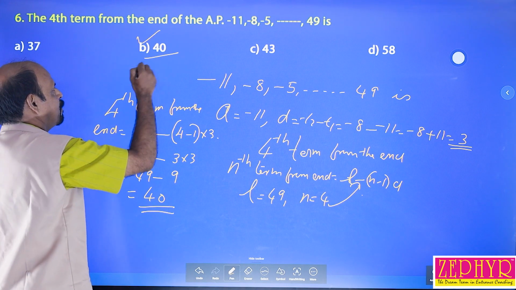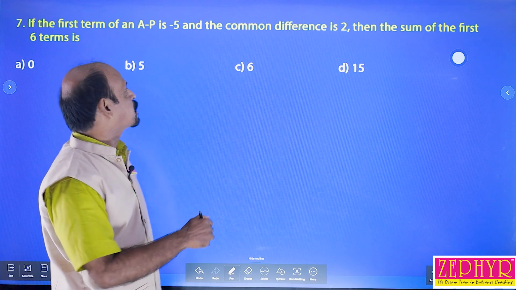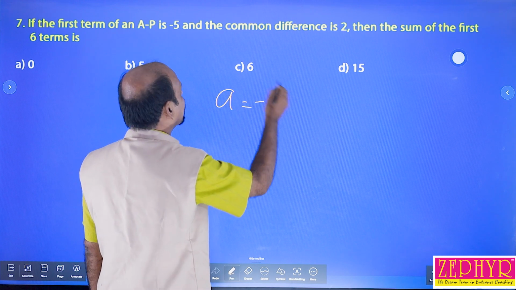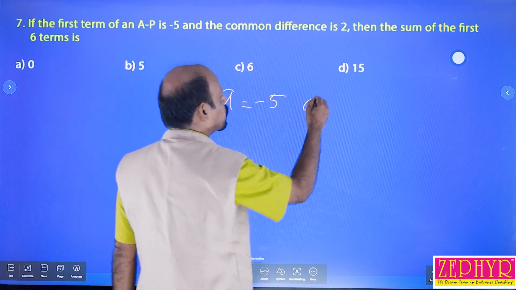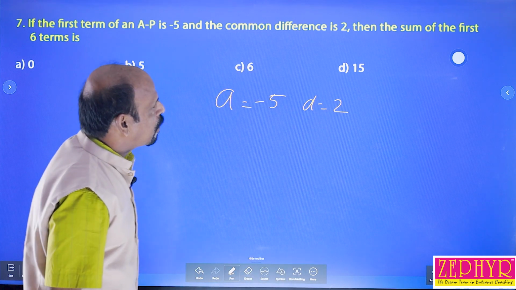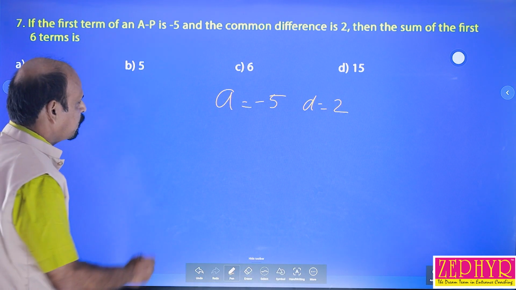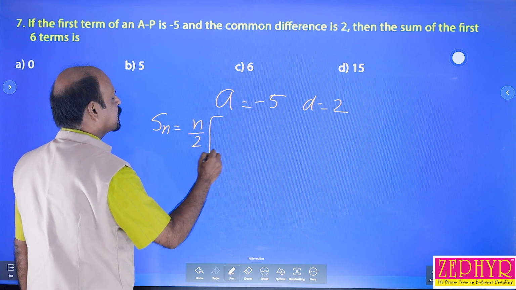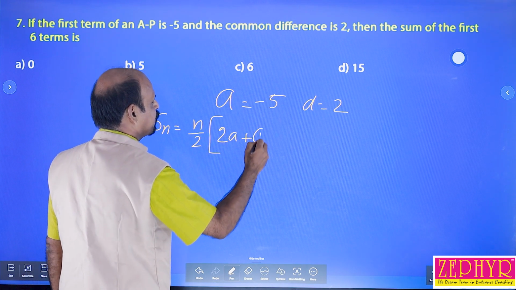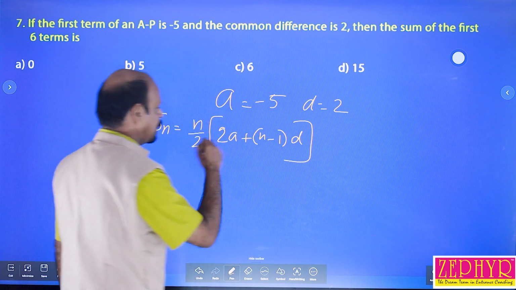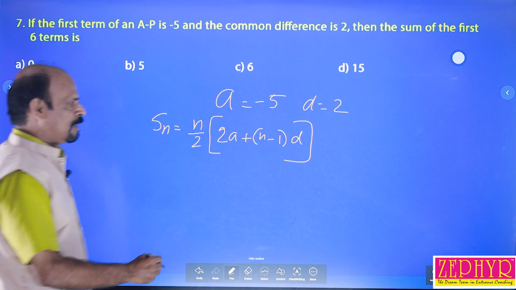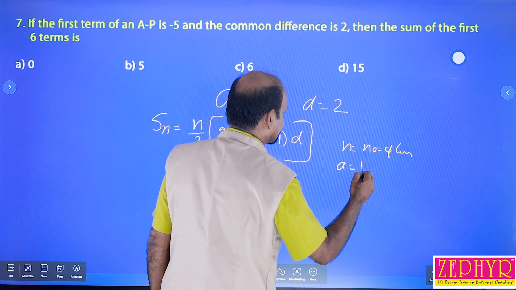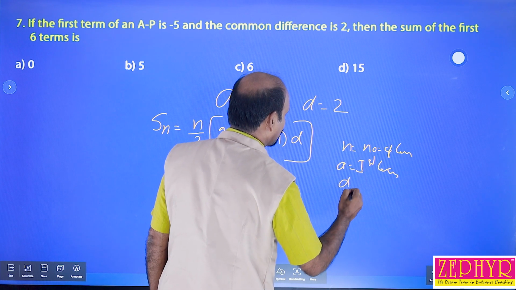Your option is B. B is the right answer. Now we are moving to the next question. If the first term of an AP is minus 5, that is a is minus 5, the common difference d is 2, then the sum of the first 6 terms is... We have the formula: sum of n terms of an AP, Sn equal to n by 2 into (2a plus (n minus 1) into d). This is the formula to obtain the sum of n terms of an AP, where n represents the number of terms, a is the first term and d is the common difference.